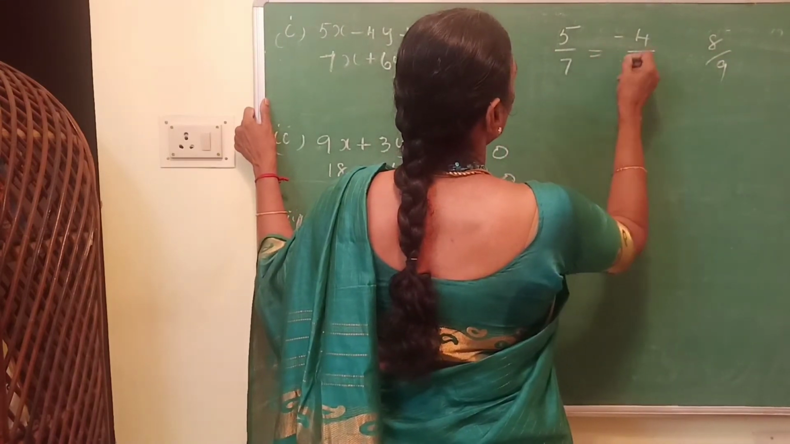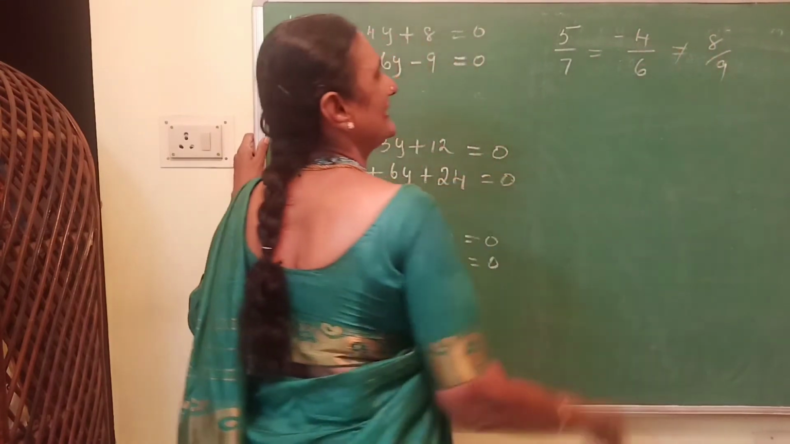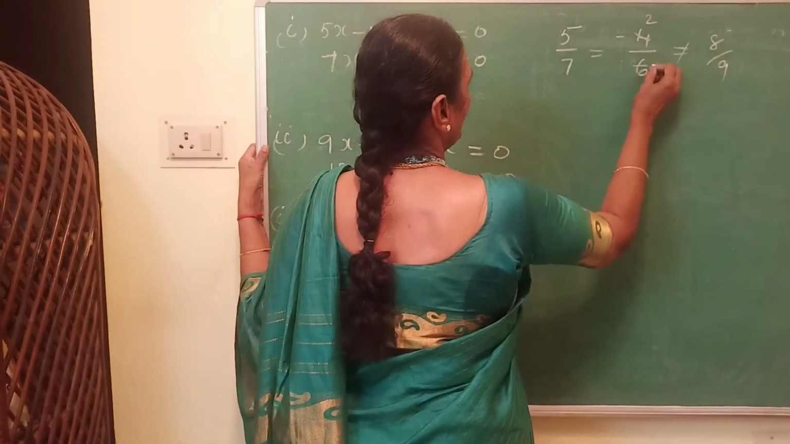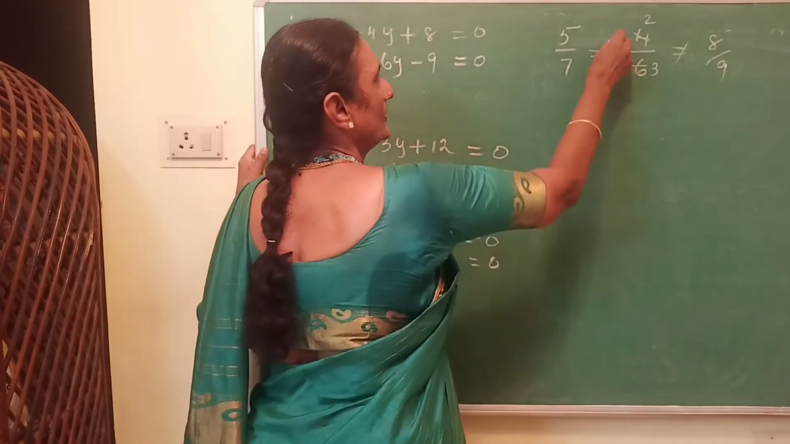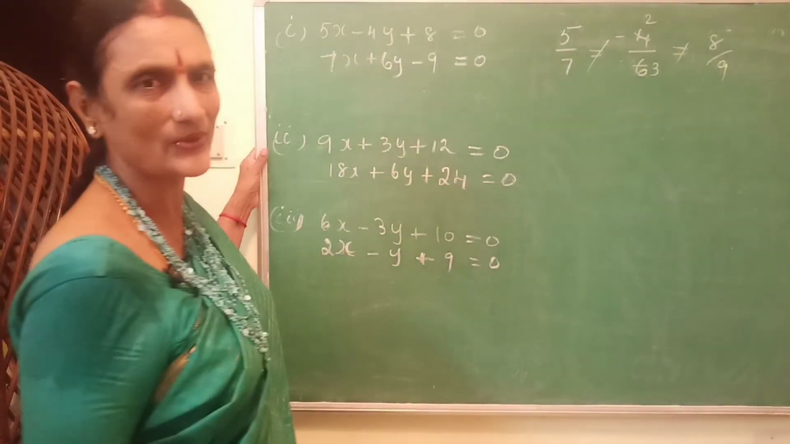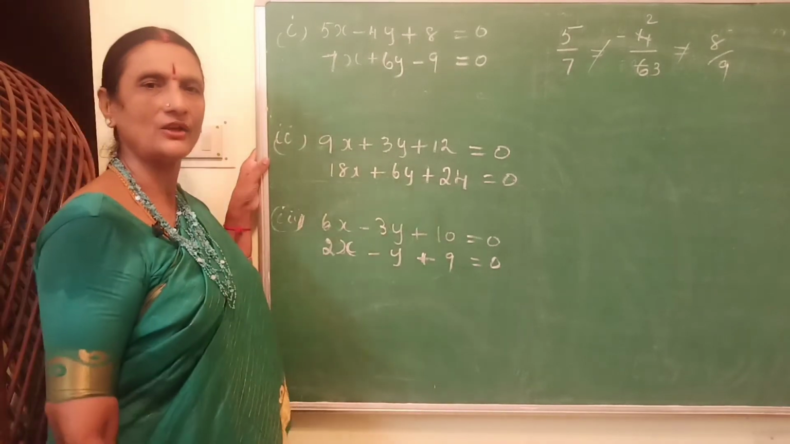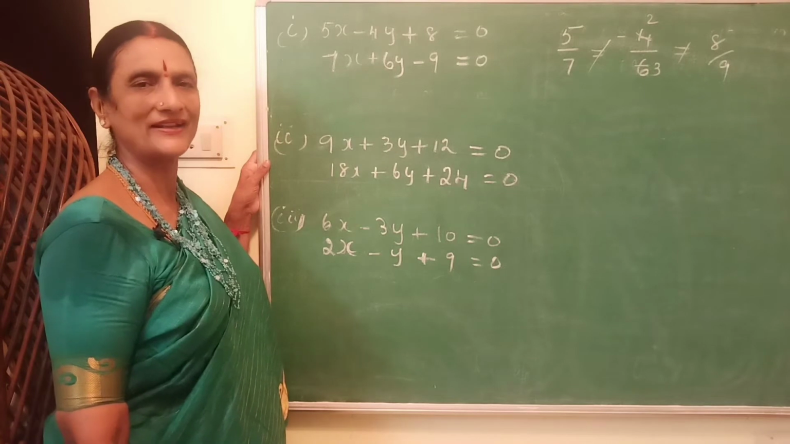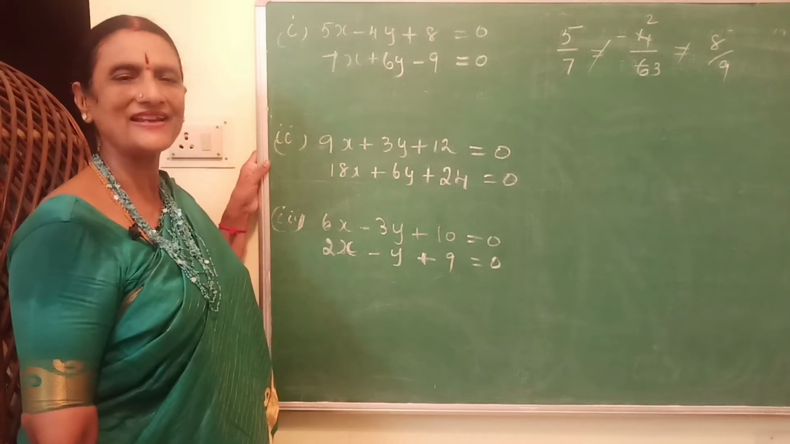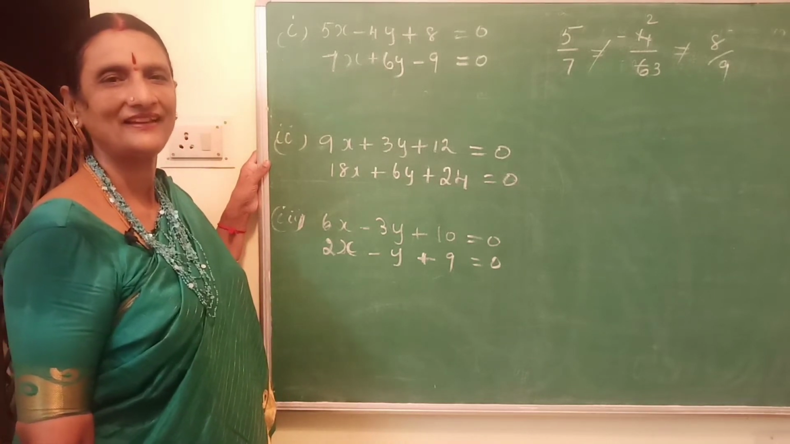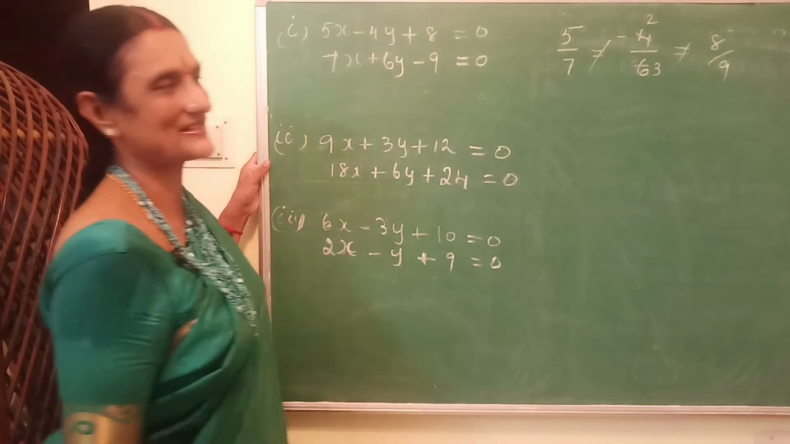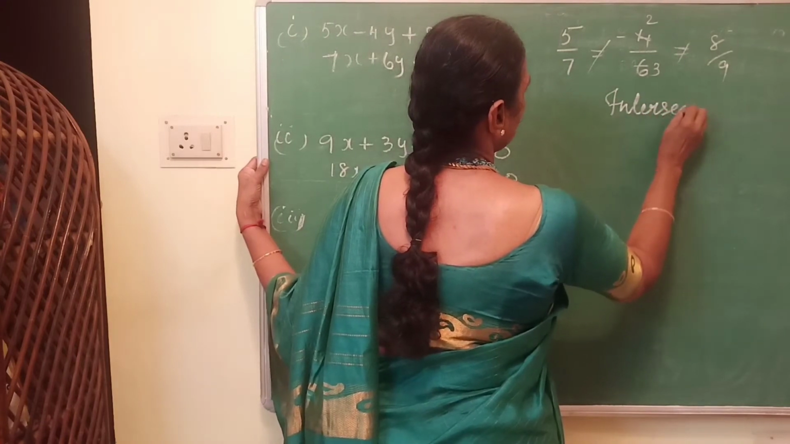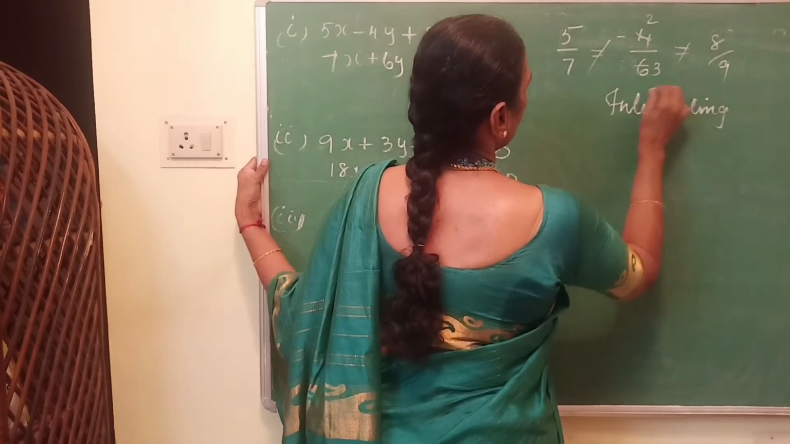Now if you go through, can you say that all these ratios are equal? No. We can simplify this, and even after simplification, 5 by 7 is not equal to minus 2 by 3, which is not equal to 8 by 9. Just because the ratios are different, they are not equal to one another. What kind of lines will you get? Yes, intersecting lines. Very good. That's the correct answer. You can write here intersecting lines. So that is your answer for this sum.